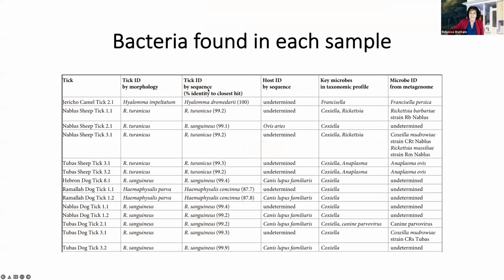They found bacteria in each of the samples. So here were the ticks that they looked at, and then they identified the ticks by morphology. They also identified the ticks by the closest hits to their mitochondrial DNA sequences. So sometimes there were differences between the ticks once they did that. And then in some instances, they were able to, doing something similar, identify who those ticks had been feeding on. They did taxonomic profiling, they used Centrifuge, and then they were able to pull out genomes from the metagenomes for some of these species.